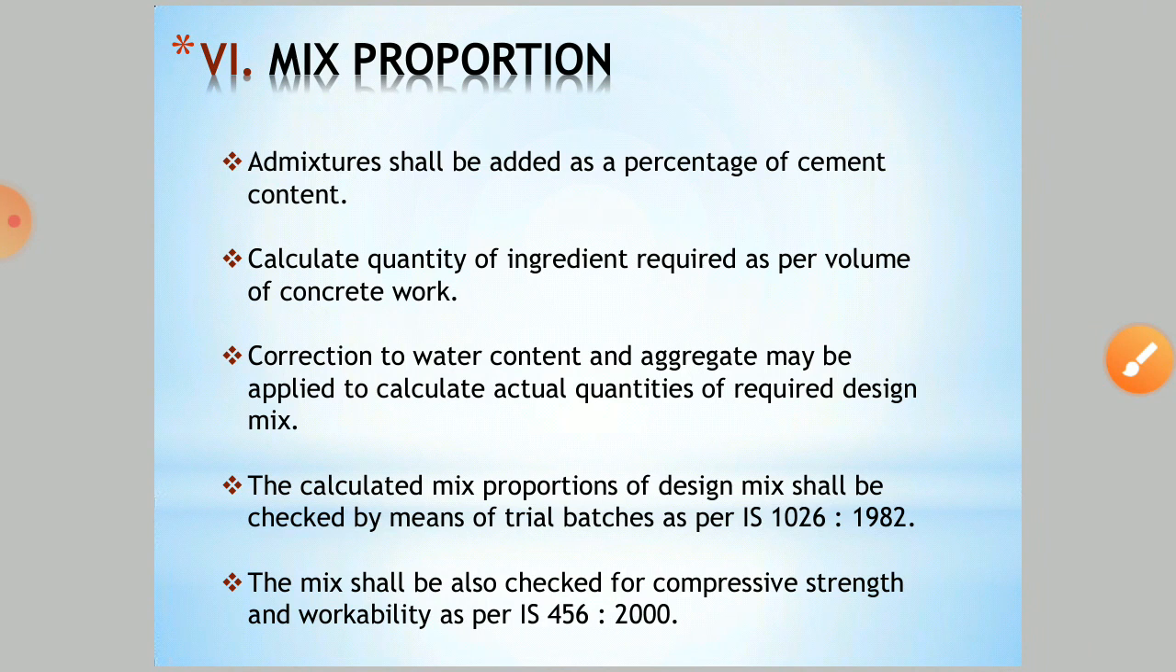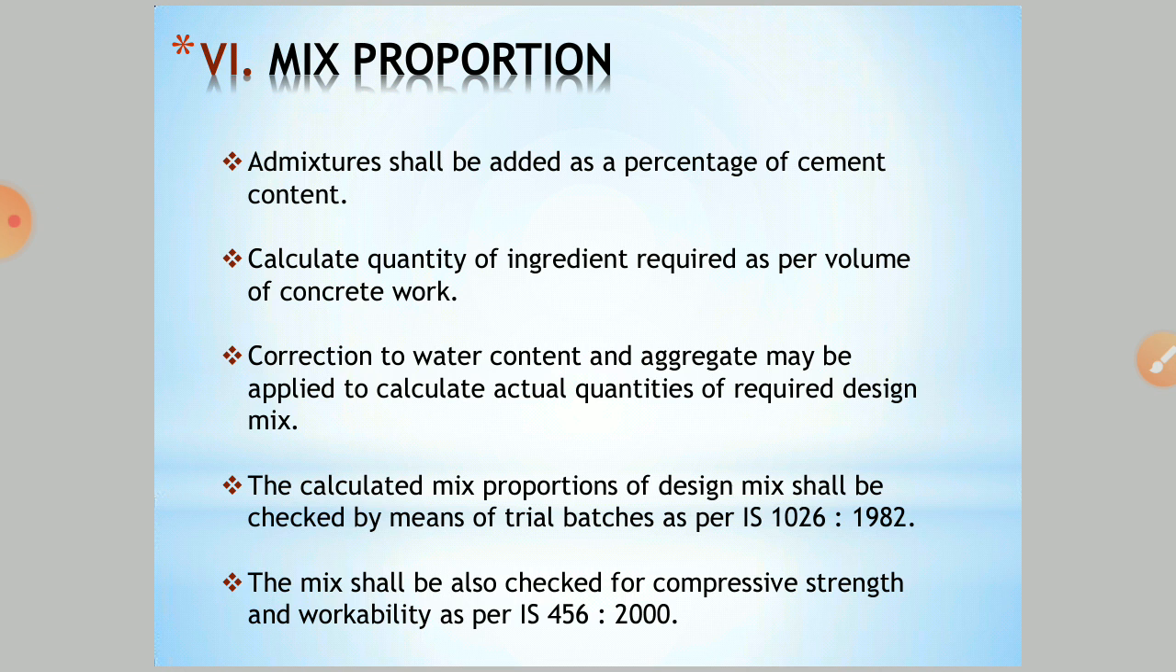In mix proportion there are some additional points you should consider. Admixtures, if used, shall be added as a percentage of cement content. Okay, mineral admixtures, or suppose you are using fibers, steel fibers or other types of fibers, which are commonly used nowadays. You have to use them as a percentage of cement content. There are actually two types of admixtures: chemical admixtures and mineral admixtures. You may use both depending upon your requirement.